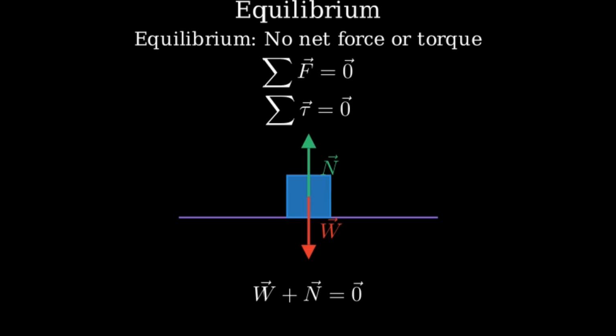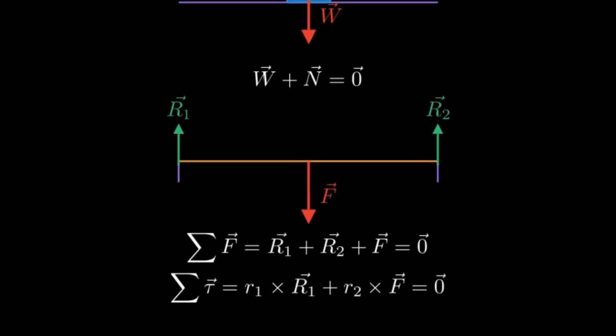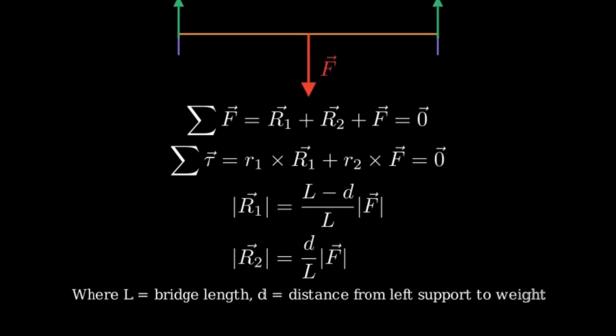Let's look at a more complex example of equilibrium. Consider a simple bridge with a weight in the middle. For the bridge to be in equilibrium, the supports must provide balancing forces to counteract the weight. If we analyze the forces, we need the sum of all forces to equal 0 and the sum of all torques around any point to also equal 0. From these conditions, we can calculate the reaction forces at each support.